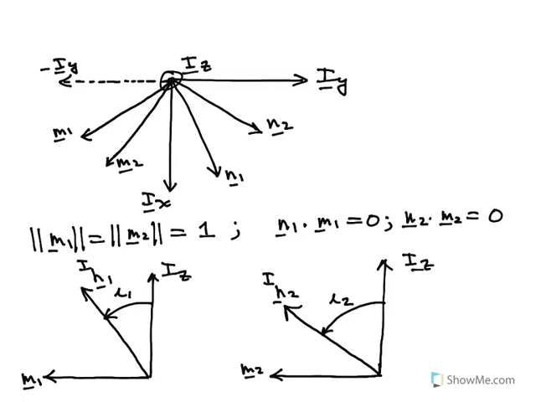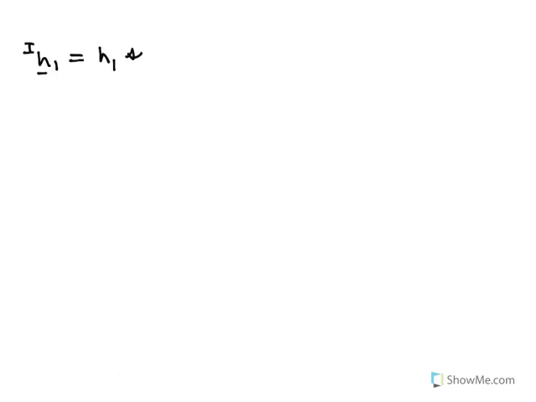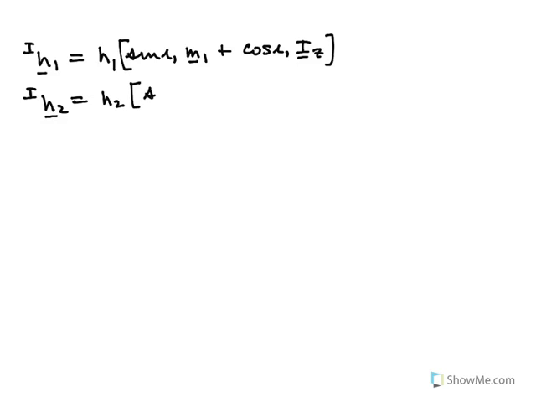And from this, I can now construct the two angular momenta, which is that I can actually write them in terms of IX, IY, and IZ. So what we can do is we can see that H1 is equal to its magnitude, H1, times the sine of I1 times M1 plus the cosine of I1 times IZ. Similarly, H2 is equal to the magnitude, H2, times the sine of I2 times M2 plus the cosine of I2 times IZ.